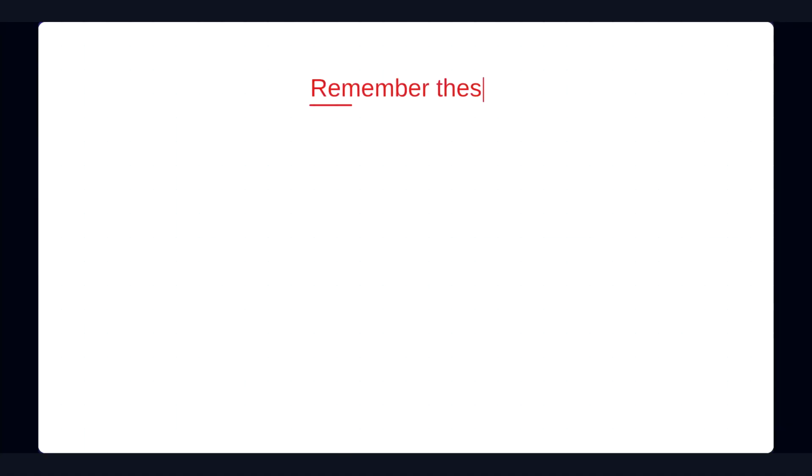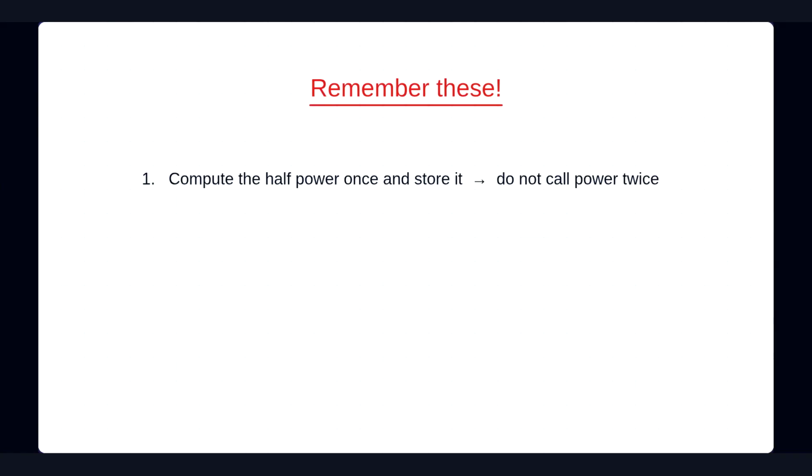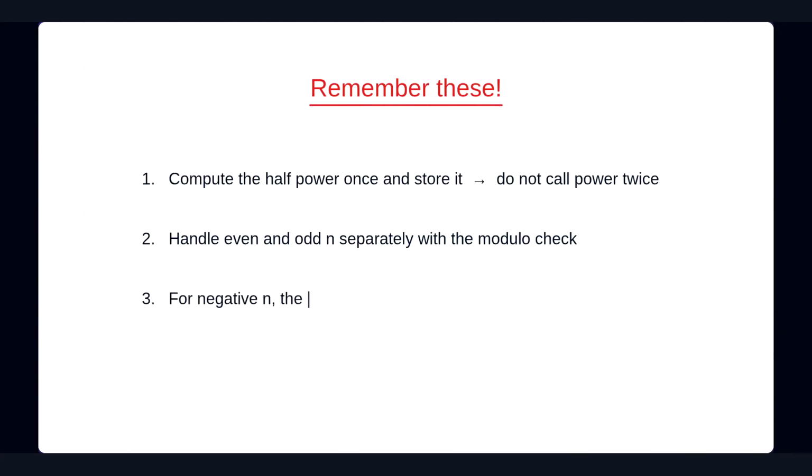Remember these. First, and most important, compute the half power a single time and store it, because calling power twice would throw away the whole speed advantage. Second, split into even and odd cases using n modulo 2, adding an extra x only when n is odd. And third, for a negative exponent, the answer is 1 divided by x to the positive power, which you can handle as a special case.